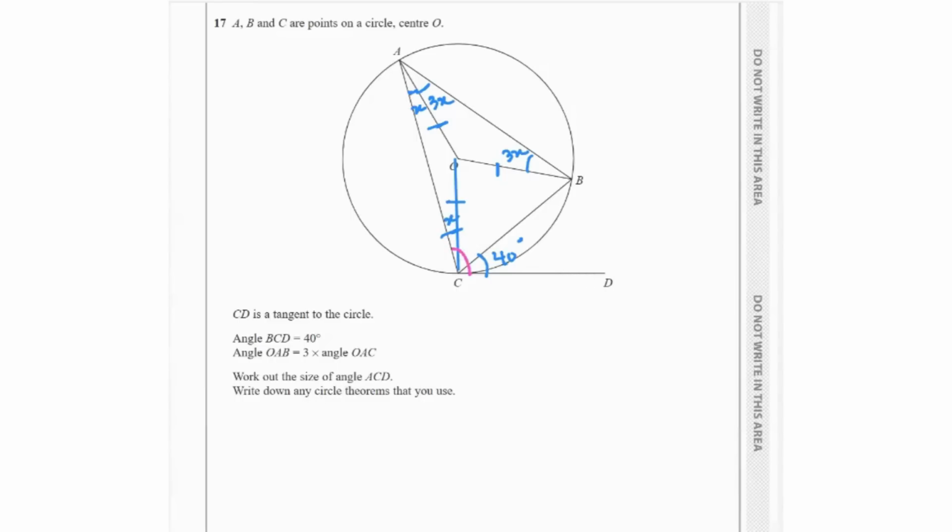So first thing, it's the radius, like, OA equals OB equals OC, because they're all the radius. Now, if this is 40, this would also be 40 by alternate segment theorem.